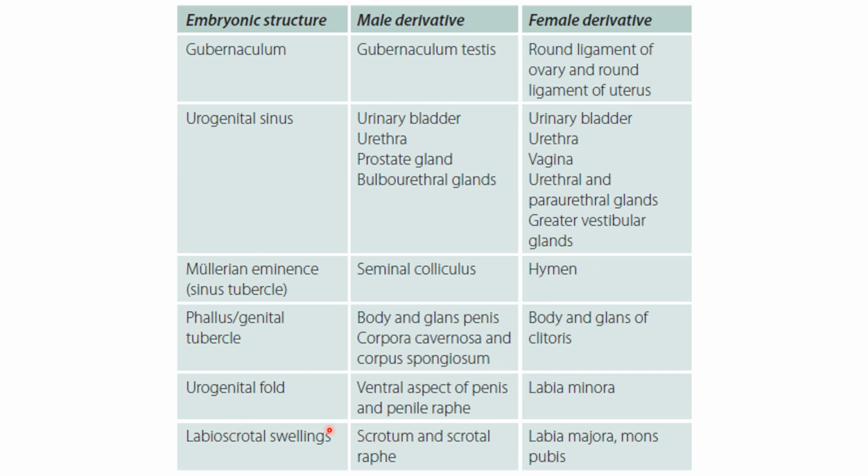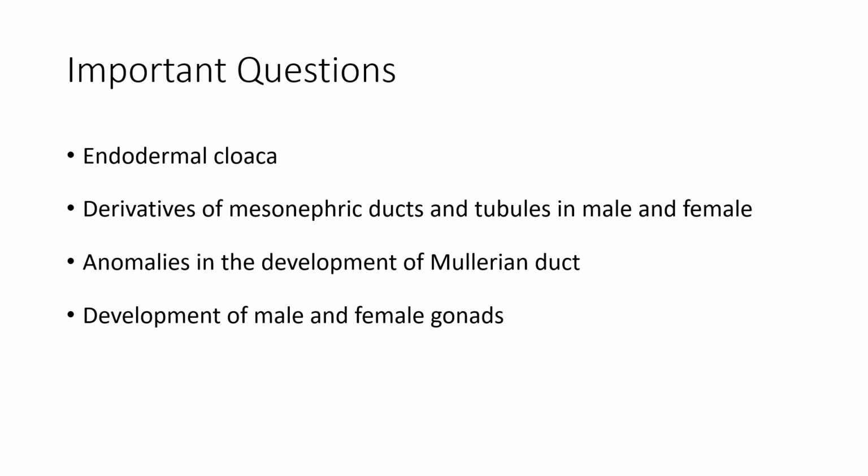Now we can go through the other important topics. The phallus, the urogenital fold and the labioscrotal swellings give rise to the corresponding external genitalia parts of male and female. So by that we will be completing this topic. These are the important topics from the development of the urogenital system. You should be able to describe the formation of the endodermal cloaca and the derivatives of this cloaca. The second topic should be the derivatives of the mesonephric ducts and tubules in male and female. You should be able to elaborate them.